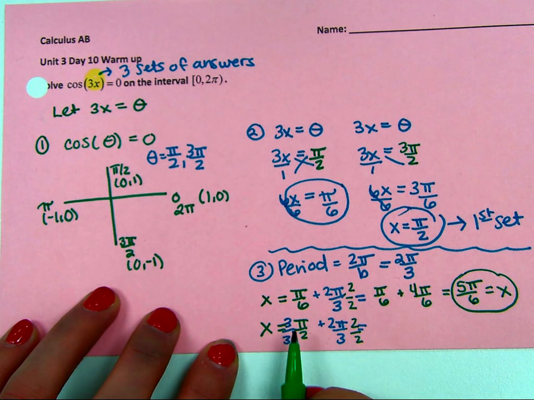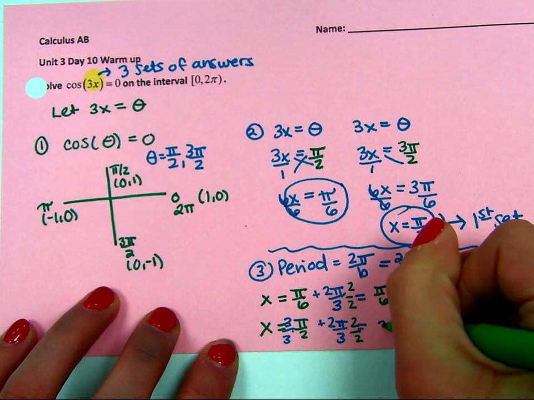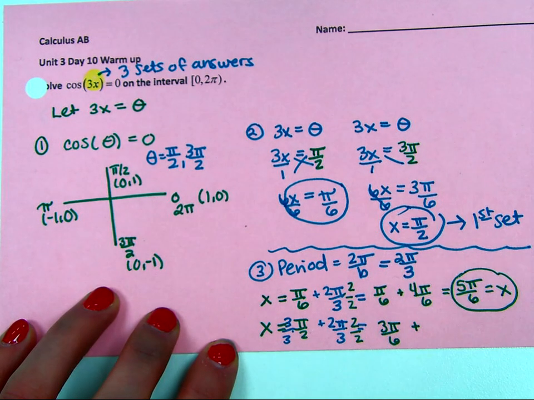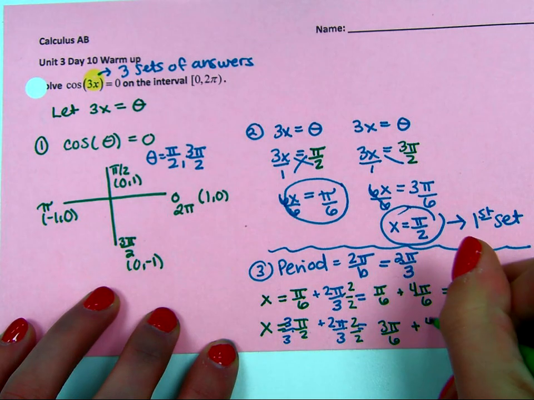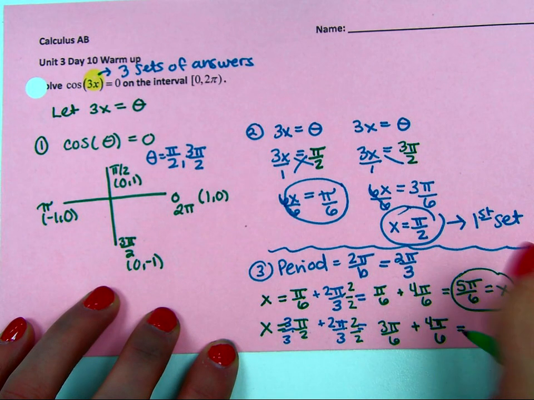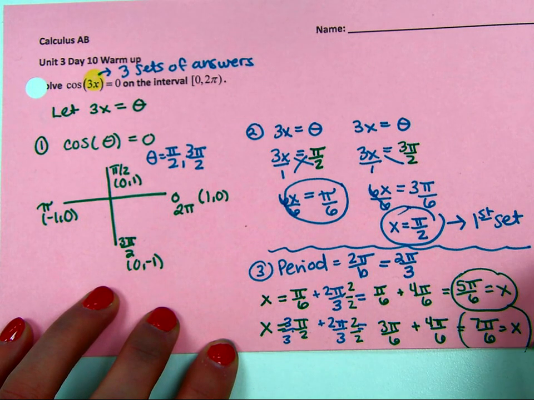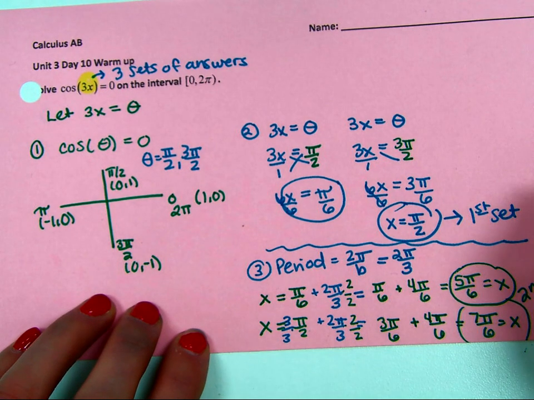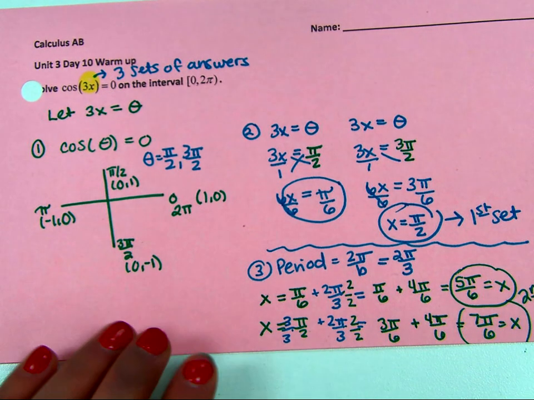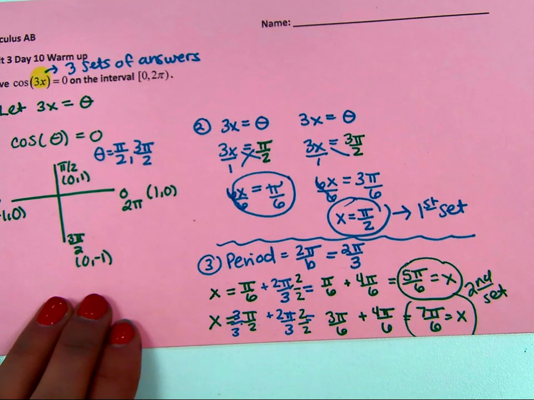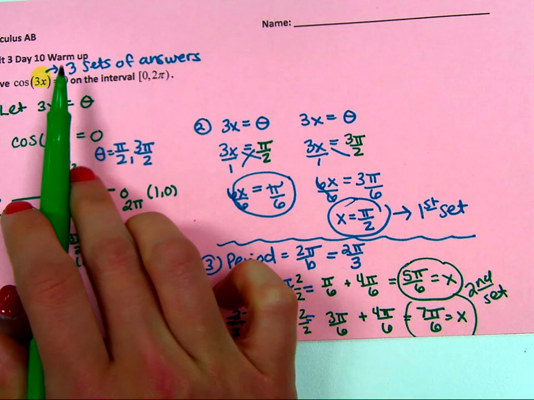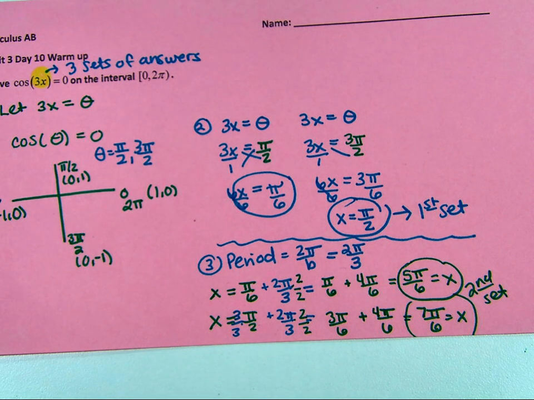And really what we get is 3 pi over 6 plus 2 times 2 is 4, 4 pi over 6. And if we add those together, we get 7 pi over 6. All right, this right here is our second set of answers. We're getting close. All right, we are not done. We still need a third set. All right, and I'm kind of running out of room. I'm going to get some extra paper here.